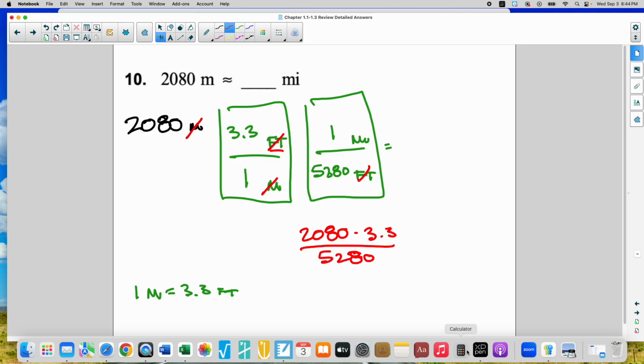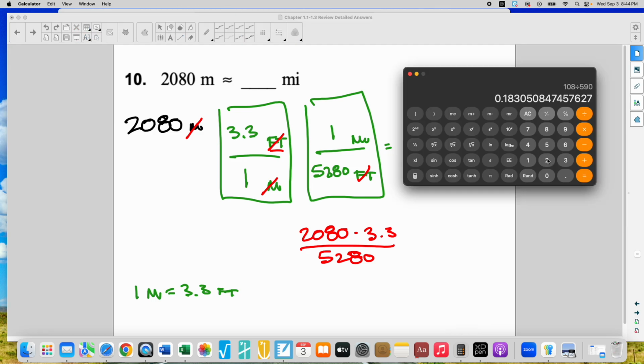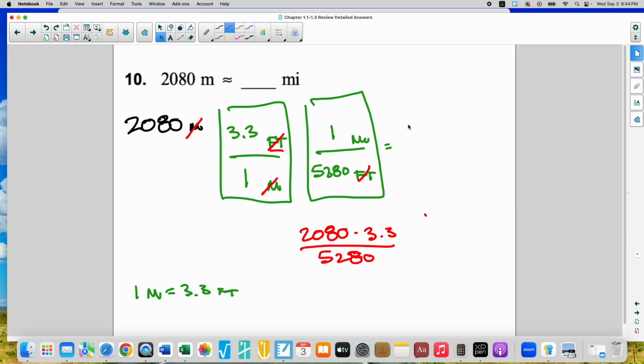So let's use our efficiency calculator. 2080 times 3.3 equals 6,864. Let's divide it by 5,280. And we get 1.3. That's nice and clean. 1.3. So it equals 1.3 miles. That's nice. That's a good one. All right.